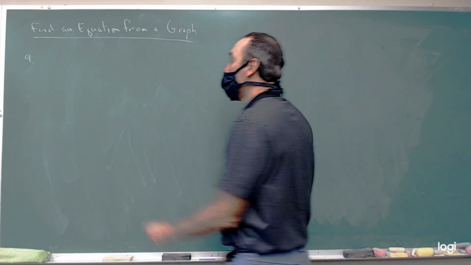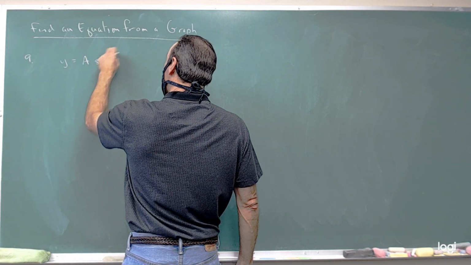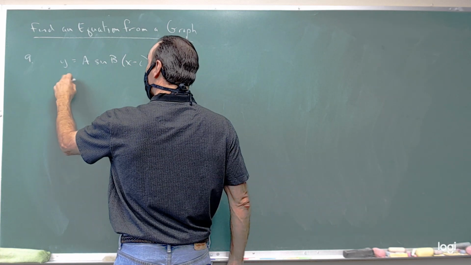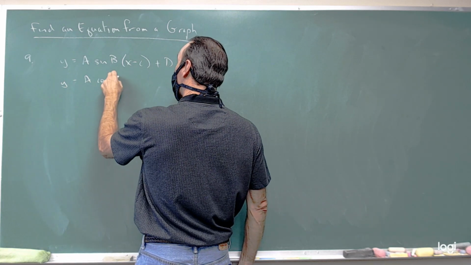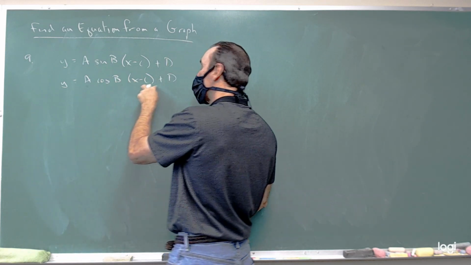So remember, we're looking for something that's going to be either a sine or a cosine, A times the function of Bx minus C, plus D. And so I guess I'll write it in both of those ways. So what we are going to try to figure out is what's the A, the B, the C, and the D.